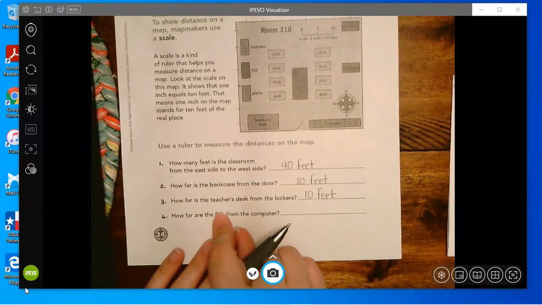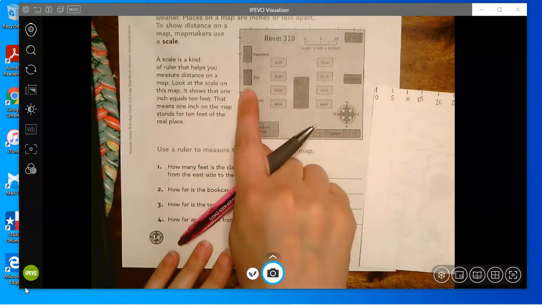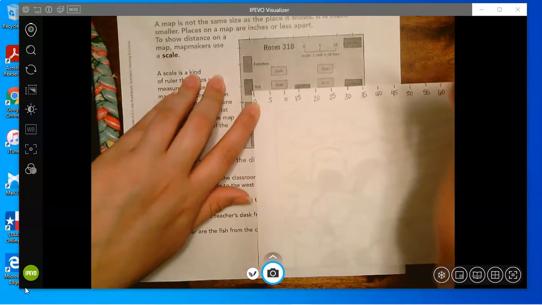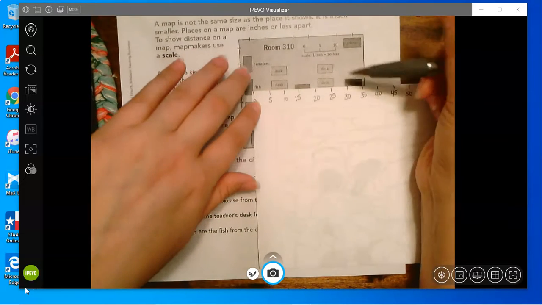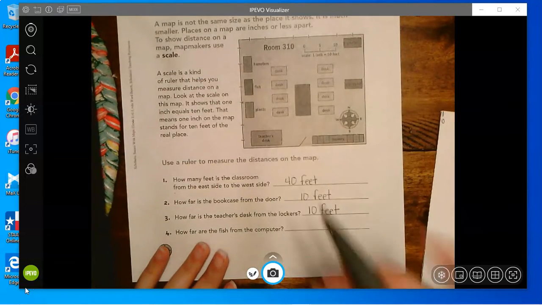Okay, and then how far are the fish from the computer? So here's the fish and here's the computer, so I'm going to start at 0. And I'm going to say it's about 30 feet, guys. Okay, because it goes a little bit past, but it's going to be 30 feet.